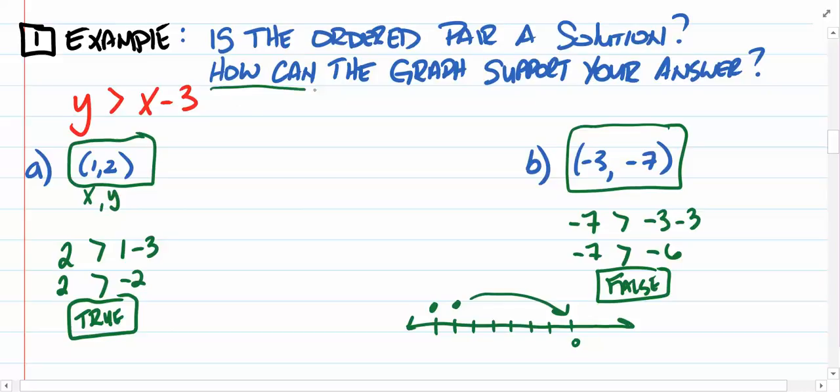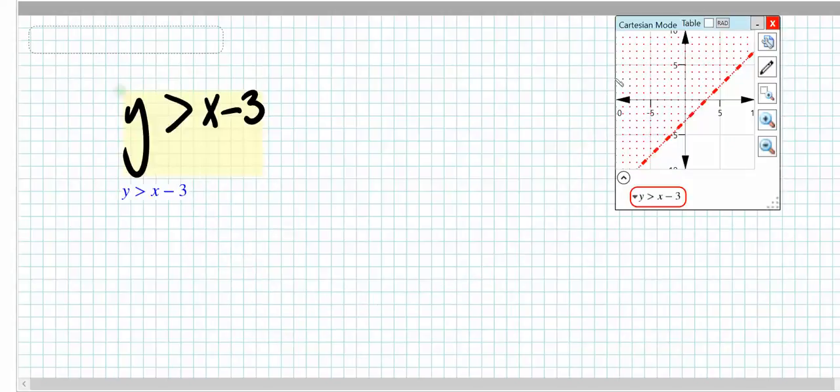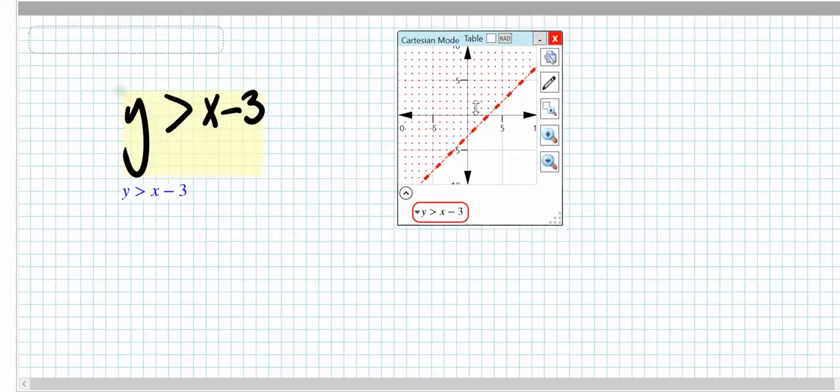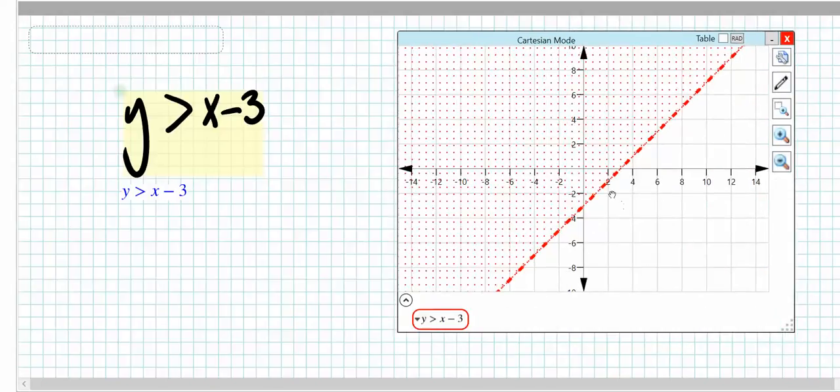And it says, how can the graph support your answer? Well, let's take a look at the graph. All right, so here's the graph right here. If I go ahead and graph this, we're going to have a certain region that's colored in. You can see everything that is above this line. And by the way, this is the line y is equal to x minus 3. But notice that the line is dashed because it has to be strictly greater than.